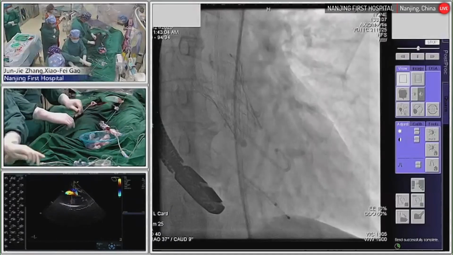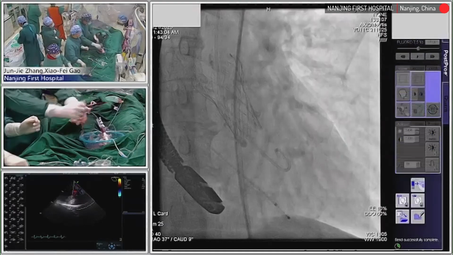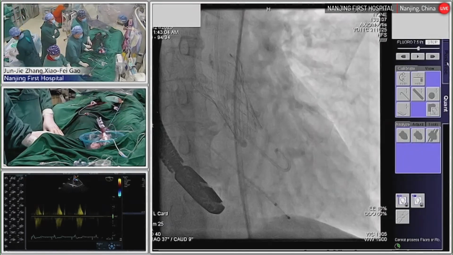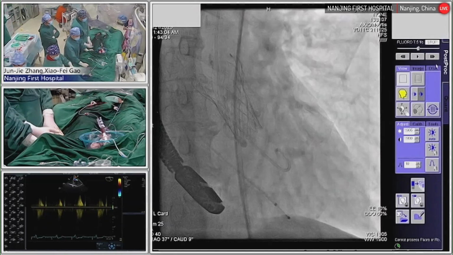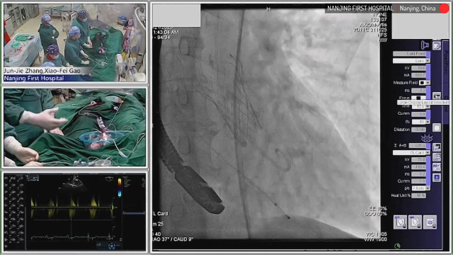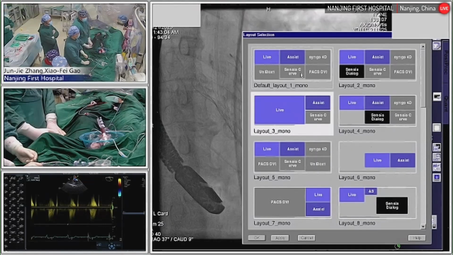Okay, Professor Zhang, I have a question. What's the risk of the post dilation for these patients? For this case, I think there is not quite a lot of risk because the coronary obstruction risk is low, and another risk is to avoid aortic root injury.